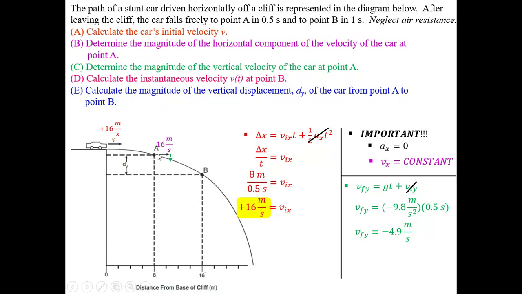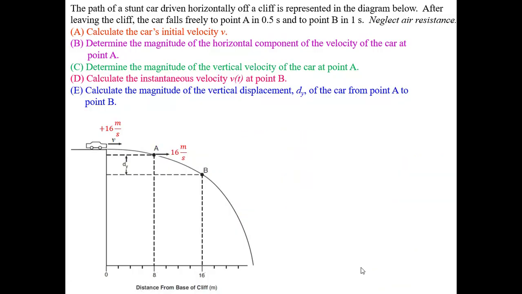Visually in the diagram, here's point A, here's Vx, which is 16 meters per second. I just found this vertical component, and it points down because the object is moving right and down. So therefore, this value here, Vfy, is negative 4.9 meters per second. But once again, the answer for part C is just 4.9 because it wants the magnitude. So in my work, I just did the absolute value for you there. Okay, let's do D and E.